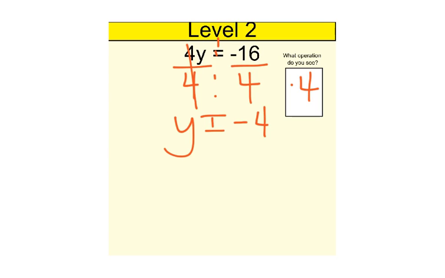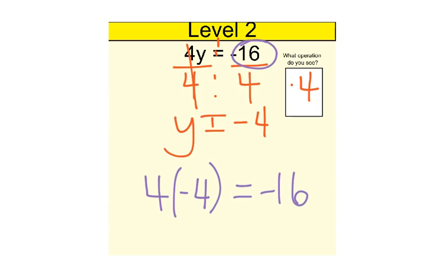Now, I can test it because you should always check your answers and just make sure you're on the right track. 4 times negative 4. Well, that happens to be negative 16, which is what I wanted, so I did it right.